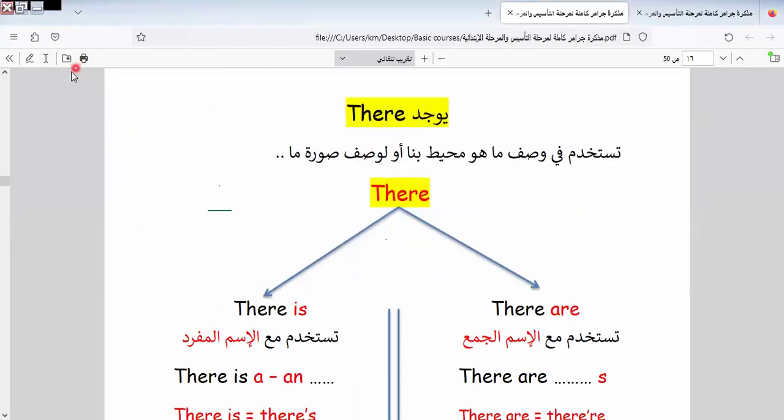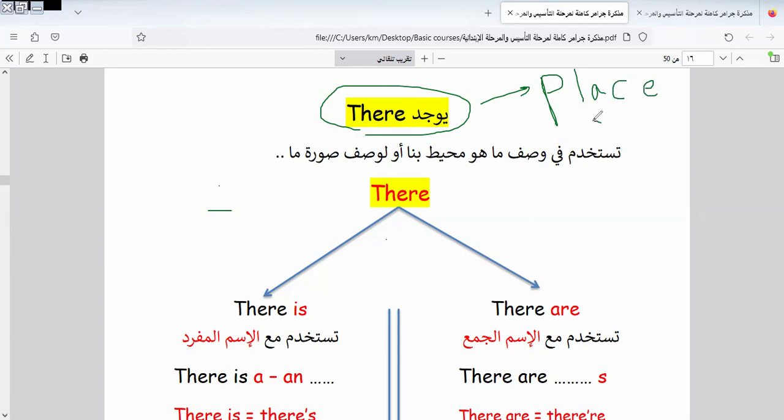Here we use there. There is used for what? For places around us. There, we use for places around us. Okay. Let's know more about this.